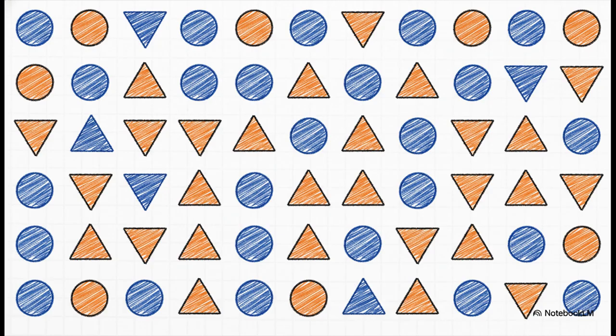Next up is similarity. Our brains just love to group things together that look alike. Doesn't matter if it's the same color, the same shape, the same size. If they look similar, we lump them together. It's another one of those quick mental shortcuts for finding patterns and making sense of things fast.